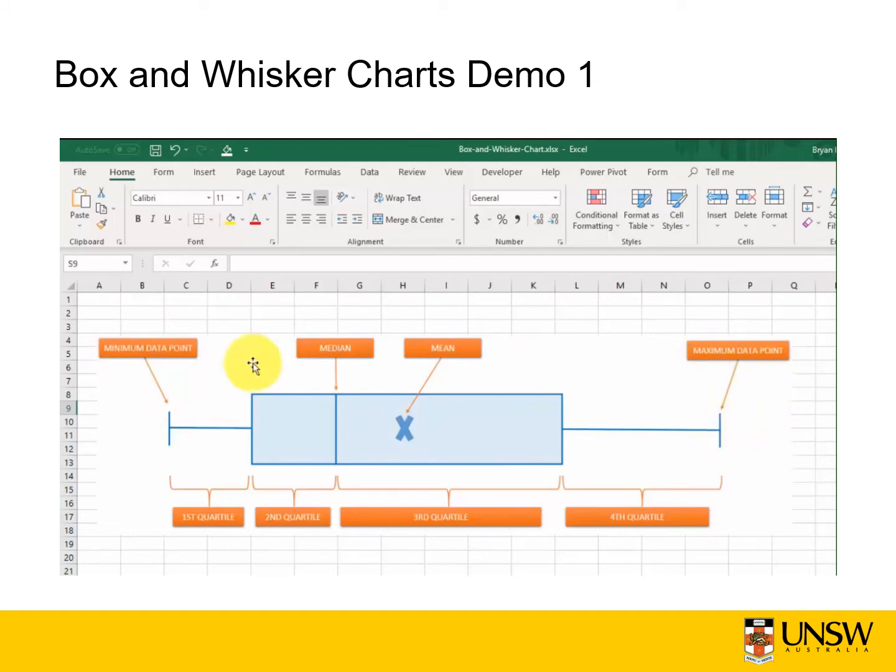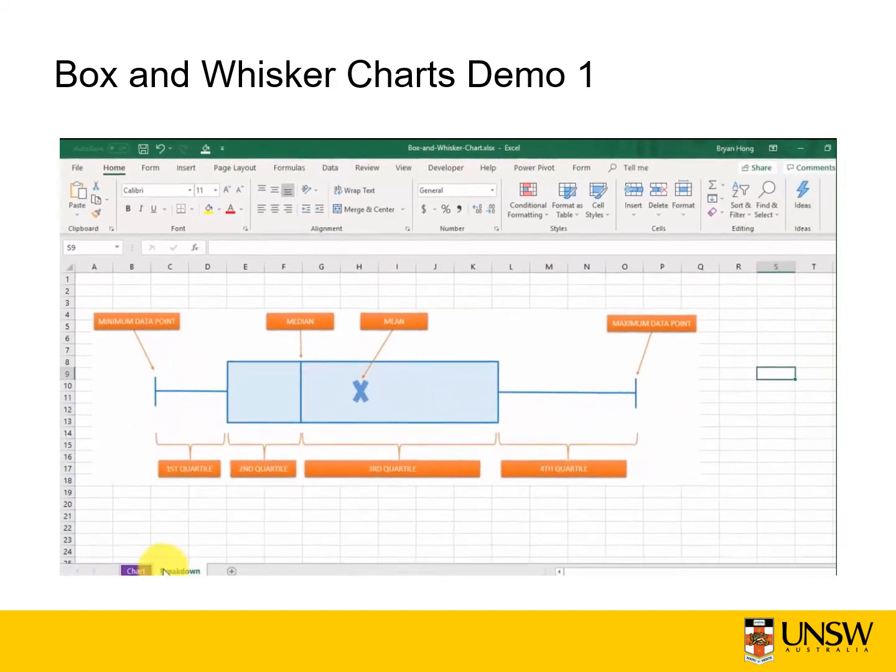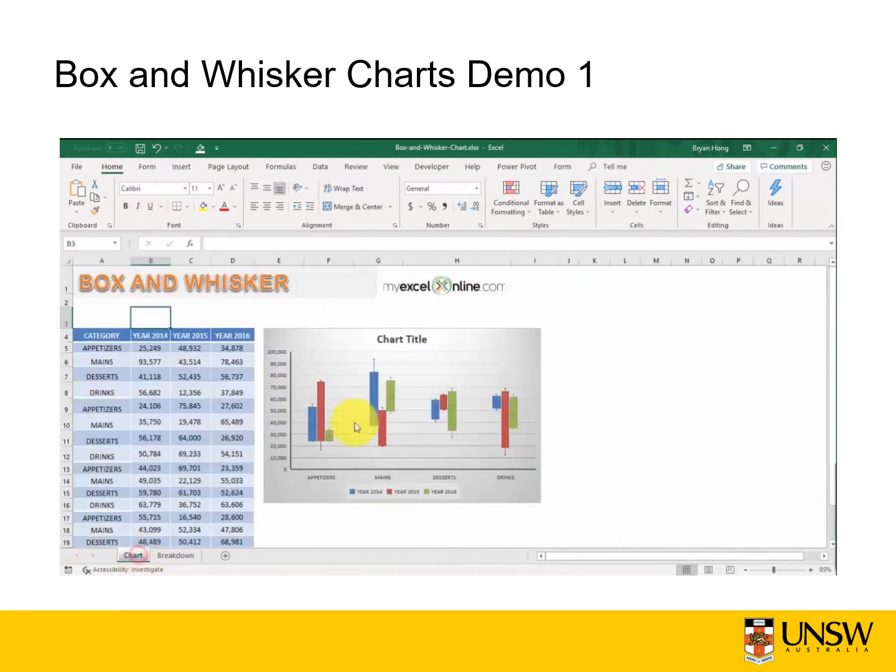Of course, our diagram over here is a horizontal orientation, right? But when you go to the chart, you pretty much just flip it to the vertical orientation. So you can see over here, all of the boxes and whiskers are in vertical orientation.